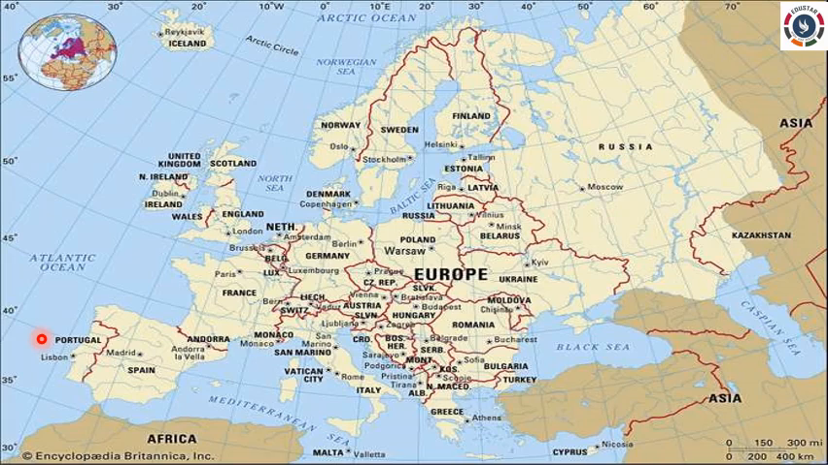Europe is known as Peninsula of Peninsulas because of two reasons. Number one, it has several peninsulas like the Scandinavian, Balkan and Italian peninsula. Europe itself looks like a peninsula because it is surrounded by Atlantic Ocean on the west, Mediterranean Sea on the south and Arctic Ocean on the north.